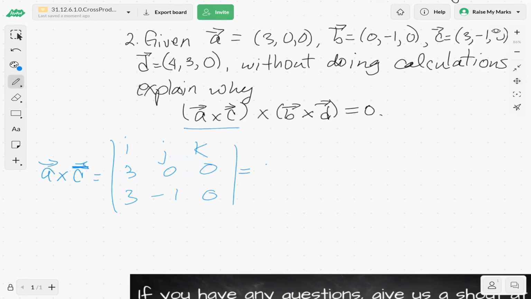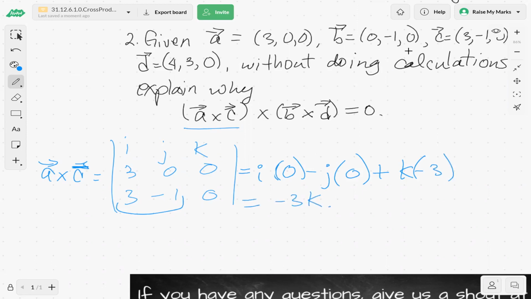Let's calculate this. So we have i. The coefficient of i is 0 minus 0. Okay. Coefficient of j is 0, 0 again. Okay, and plus k, coefficient of k is, oh, look at that, negative 3. Negative 3k. All right, so now let's do the second one. Cross product, let's see if we have room, of B and D.